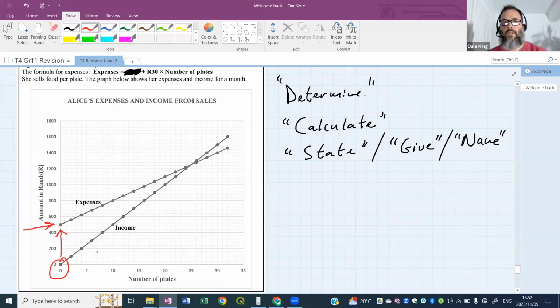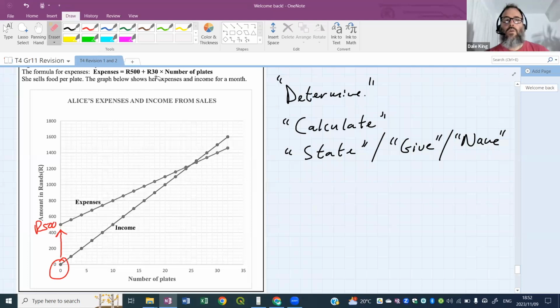If you go to where the number of plates is 0 and you go up there, that'll show you what your fixed expense is. So this expense line will have to start at a certain amount, and that's the 500 Rand shown on the graph over there. So where this expense line starts on the y-axis, that is showing you your fixed expense. If they do this in the exam, they take away the fixed expense value in the equation, you can still determine it from the graph. Okay, don't forget that.